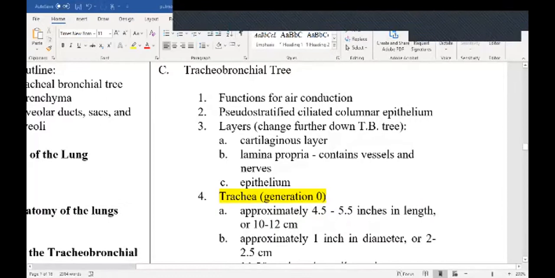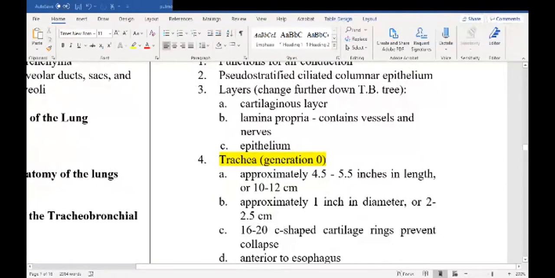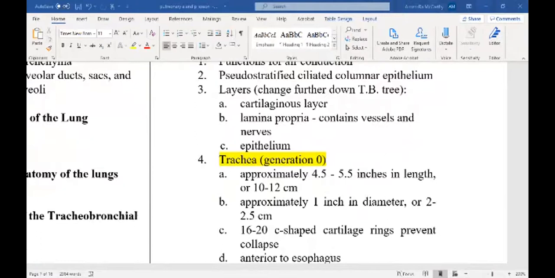All right, now the layers of the tracheobronchial tree, further down, you have a cartilaginous layer. You have the lamina propria, which contains the vessels and the nerves. And then you have the epithelium. So it's like 3 layers of the actual tracheobronchial tree. You got a cartilaginous layer for the cartilage. You have the lamina propria, which kind of contains the vessels and nerves. It's kind of muscular a little bit. And then you have the epithelium, which is the top layer, right? We're going to show pictures of the layers. You'll see those layers.